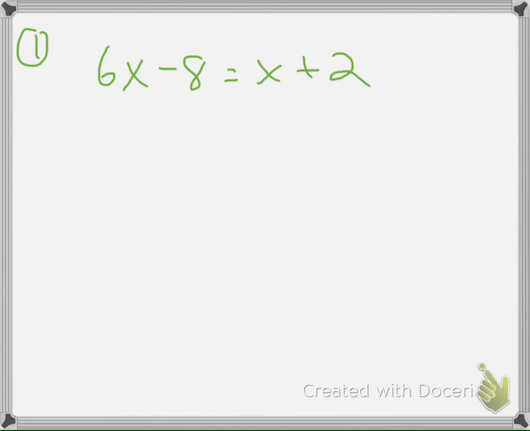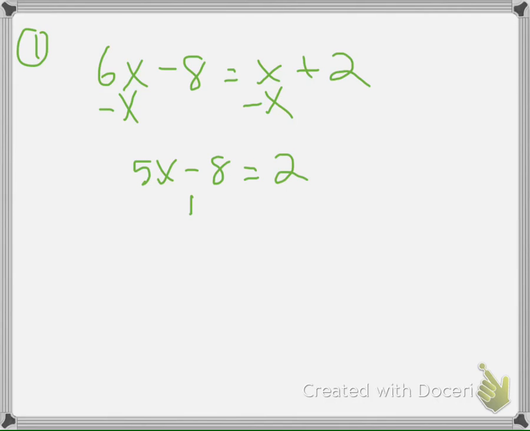Okay, again, we're working on equations that have x on both sides of the equal sign. My first step is going to get x onto one side. So I can either subtract 6x on both sides or subtract 1x on both sides. It's going to be easier to subtract my 1x. So 6x minus 1x is 5x. And then bring down the rest of my problem.